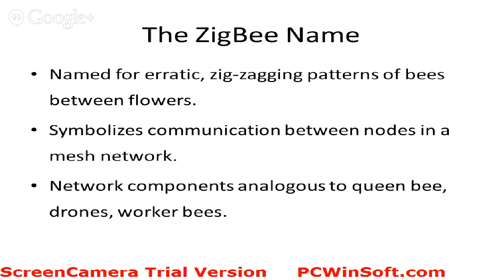And as you all know, in a beehive, there are three levels of bees. One is a queen bee, then there are drone bees, and then there are worker bees. Similarly, the architecture of ZigBee has network components which are analogous to the queen bee, which we call a coordinator. Then we have drones, which we call routers, and then we have worker bees, which we call end nodes. That is in ZigBee parlance, and there is some different terminology as far as 802.15.4 is concerned. That we will come to later.